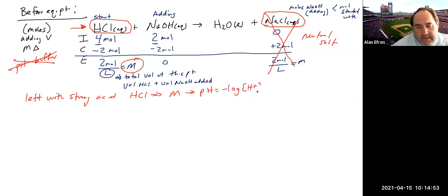So in this type of titration, once you start the titration, it does require one ice table to be done in moles. The purpose of that ice table is to figure out what the new concentration of the strong acid is, and then you can go into obviously the pH equation at that point.